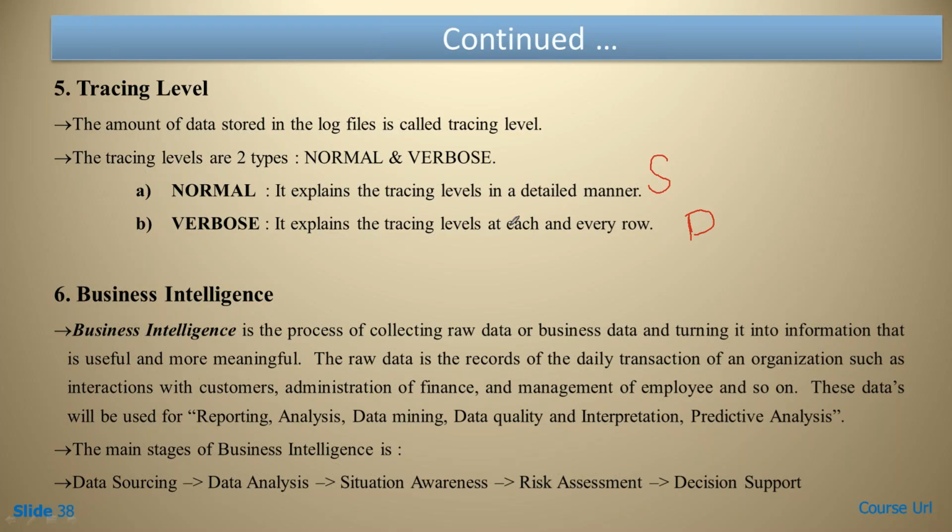Developers use verbose and testers use normal, because we are not checking the bug and we are not fixing it. So we don't want the detail level. We want pass or fail, whether it is loaded or not, how much time it is taking. That's all; only 3 or 4 points we need. That's why we have to select normal.